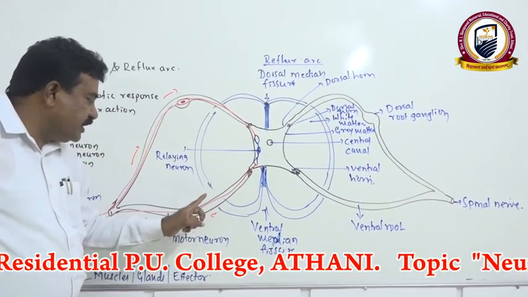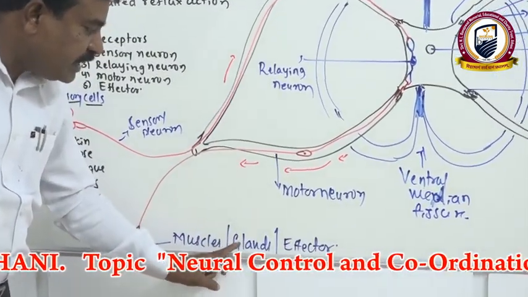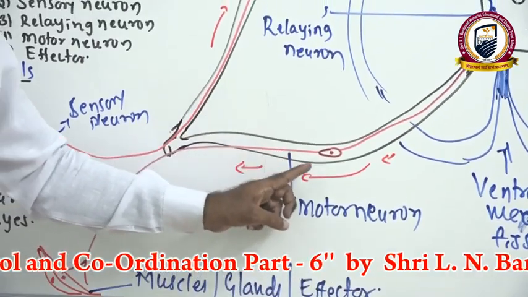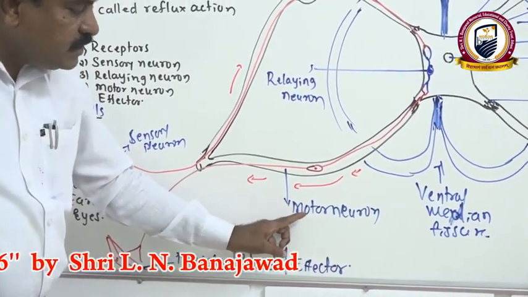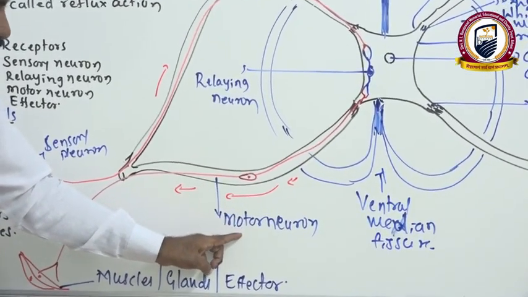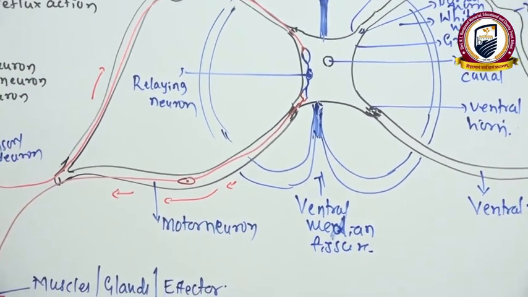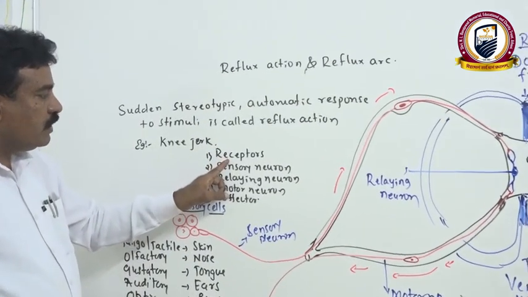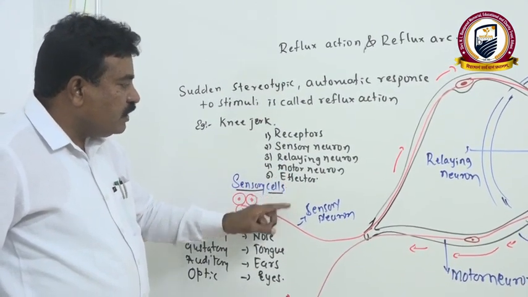Once the motor neuron receives the message, it conveys that message either to the muscles, so that movement takes place, or to glands, so that secretion takes place. Hence, that gland or muscle we call the effector, and the motor neuron carries the message from the spinal cord to muscles or glands. This motor neuron we also call the effector neuron because it brings about the effect, or the efferent neuron. Efferent means away from the center. This is the structure of the reflex arc, which has a total of five components: first the receptor, second the sensory neuron, third the relaying neuron, then the motor neuron, and lastly the effector.